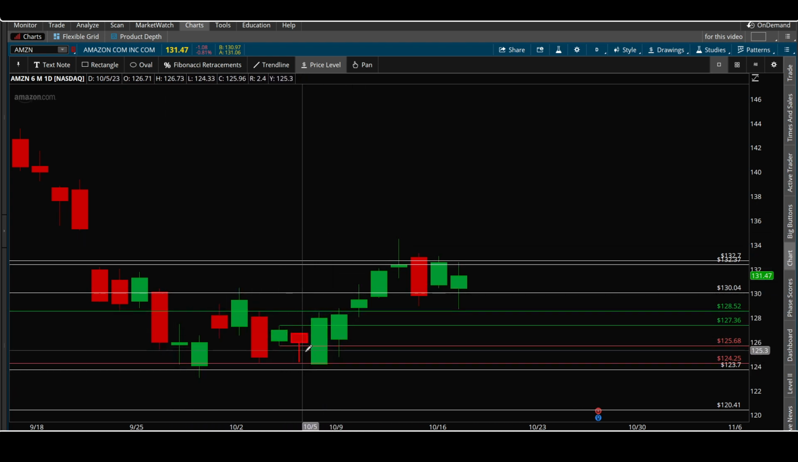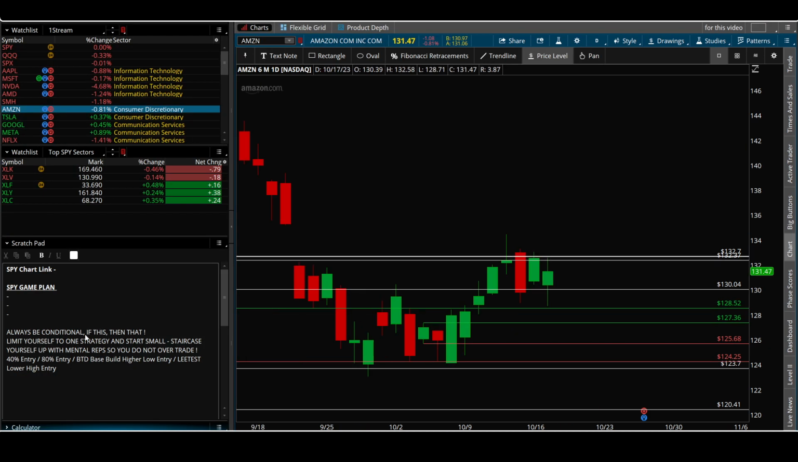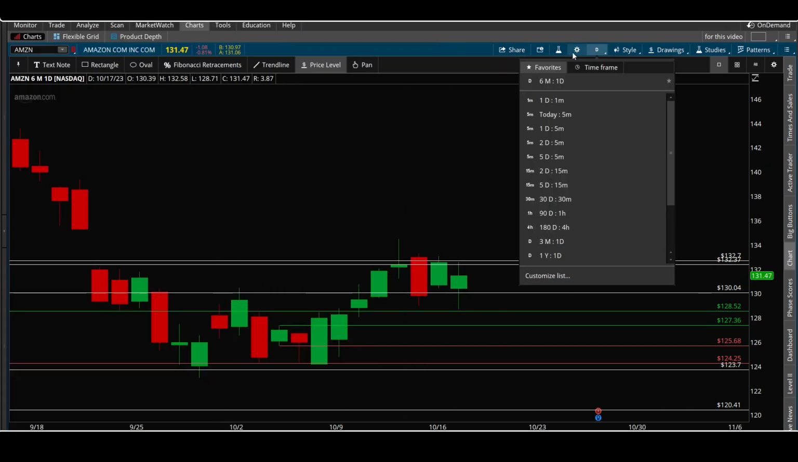It's basically just make it from this level to this level, this level to this level, this level to this level, this level to this level, this level to this level, this level to this level. If this, then that. Be conditional. Never if this, then that. Always be conditional. That's why I always have this note right here. Limit yourself to one strategy. Start small. Staircase yourself up with mental reps. You do not overtrade. And then again, reminding my streams, I have this typed out and shown every day. This is what we focus on. If you do anything outside of these, you're screwing yourself. So don't ever step out of your realm is what I'm saying.